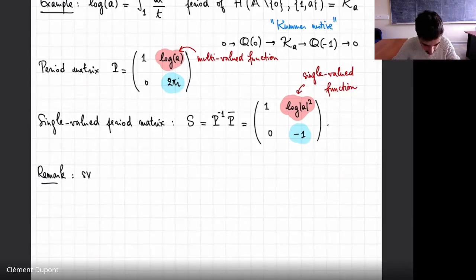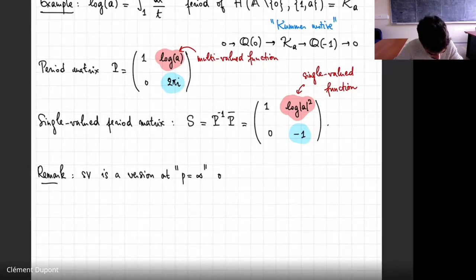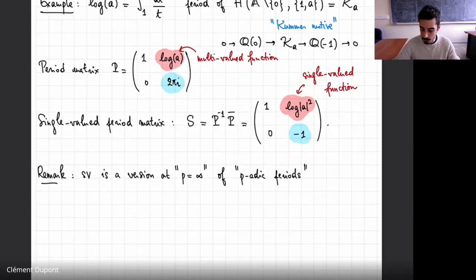This SV, this single-value period map, is a version at p equals infinity of something that exists for all prime numbers p, which is p-adic periods, or one of the things that are called p-adic periods. By that I mean the following.